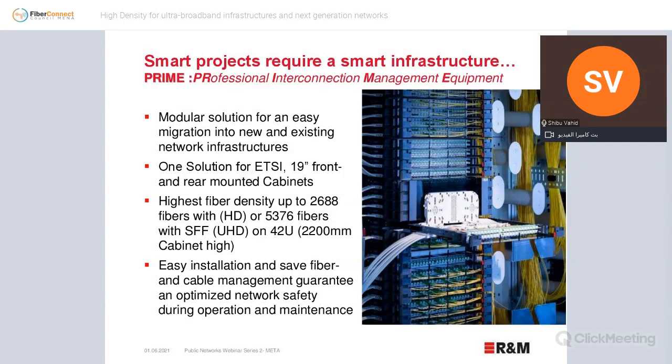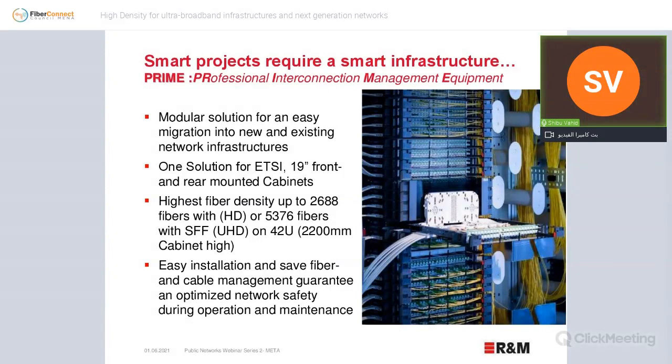So here comes R&M, which has introduced in the recent past a smart infrastructure solution for requirements needing high density like this, which is both an EHC-based solution as well as the 19-inch front-based normal rack system, wherein you are able to have modularity at the level of 3x4U, which is a very high density in terms of space optimization for the SC as well as the LC connectivity.